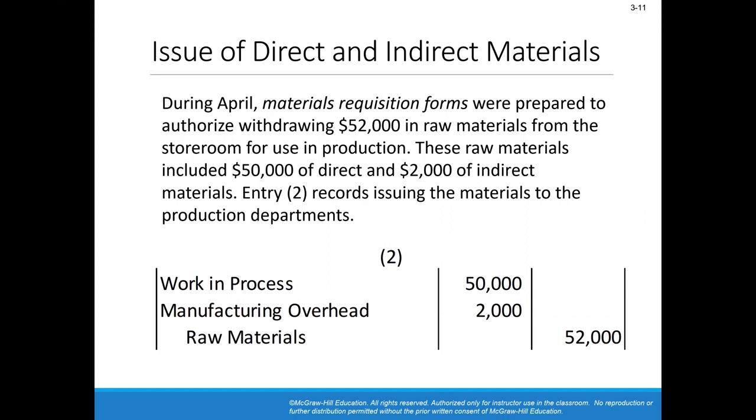Then I have that actual indirect material that was pulled for manufacturing overhead of 2,000. And then there's my credit for the raw materials for 52,000. So all of my materials are being pulled out. You notice that the direct materials are being identified, and they're handled a little bit different than the indirect materials because they're part of that manufacturing overhead.